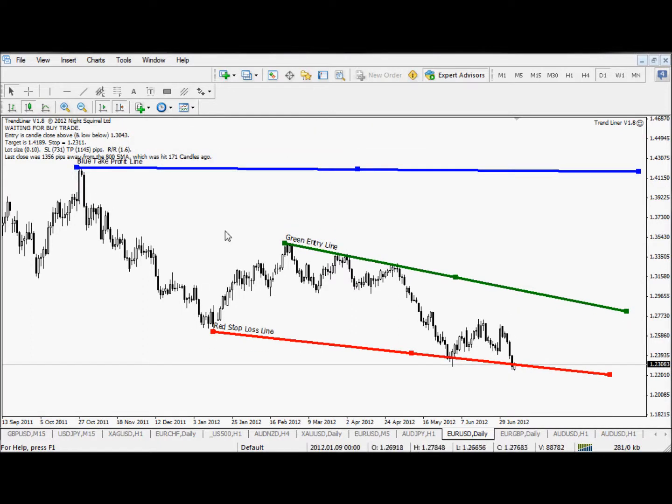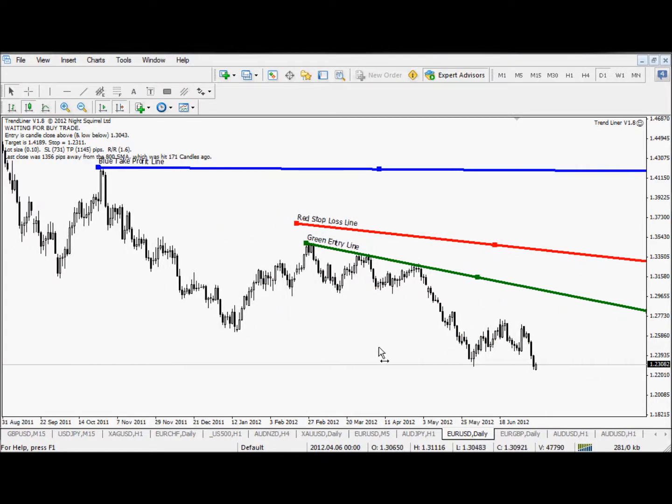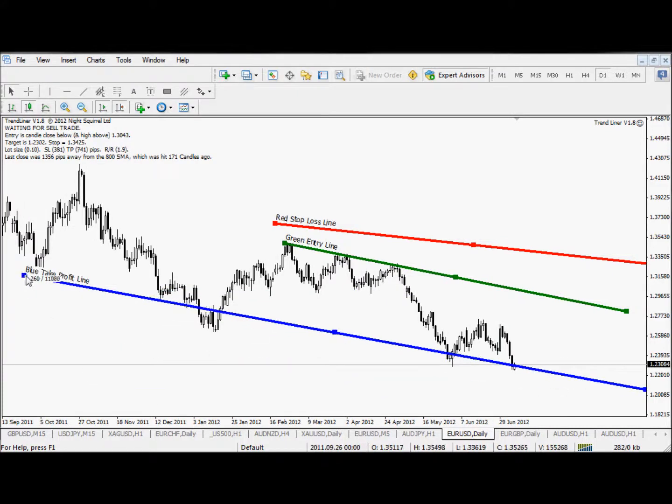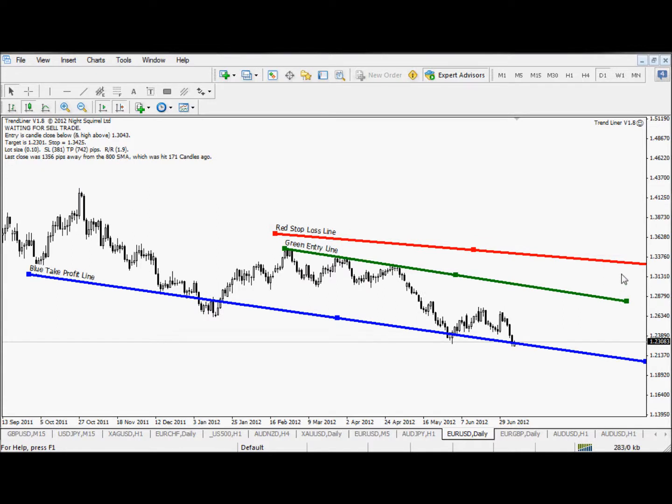You can just set them up, and when they occur, as long as the EA says yep, it's waiting for that, in this case a buy trade, or in this case a sell trade, you can just go away, leave the chart on, leave it running on a VPS, leave it running on your laptop or whatever, and it will trade it for you automatically.